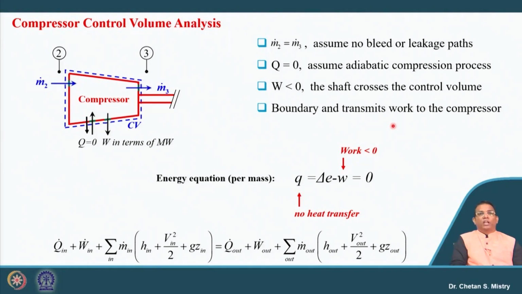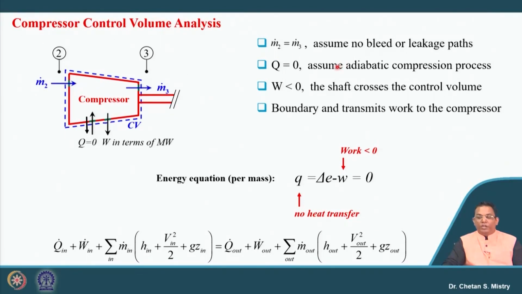Now, let us try to analyze this compressor using the control volume approach that we applied for our intake. In the same way we use it for this compressor. Let us say my entry condition is 2, exit condition is 3. My entry mass flow rate is M2 and exit mass flow rate is M3. Suppose I am assuming there is no bleed or leakage.